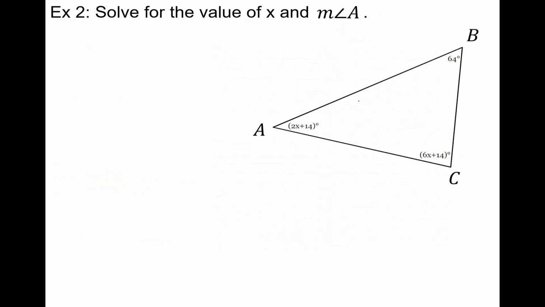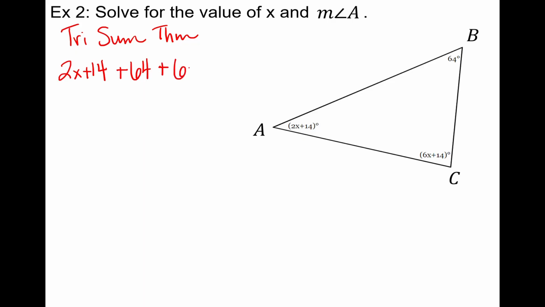All right, example number 2. This is tying back to our triangle sum theorem, which said all 3 angles must add to 180 degrees. So that's what we're going to do. We're going to take angle A, which was 2x plus 14, plus angle B, which is 64, plus angle C, which is 6x plus 14. All has to equal 180. That's how we're going to find the value of x.